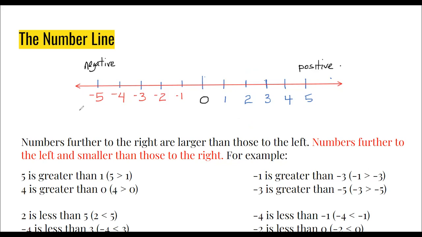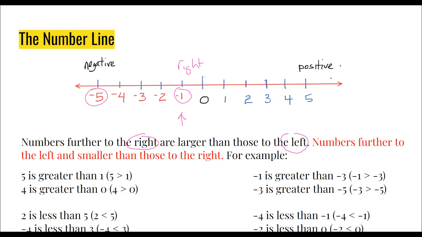Sometimes students tend to get confused because previously you'd have looked at the number itself. If I circle -5 and -1, you would think that -5 should be larger than -1, but that's not correct, because the numbers that are further to the right are larger than those to the left. So -1 is further to the right than -5, so -1 is actually larger than -5.